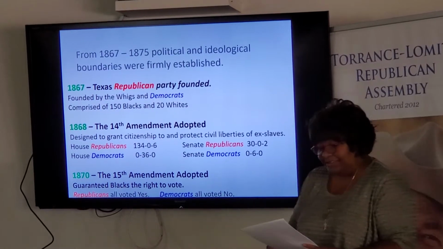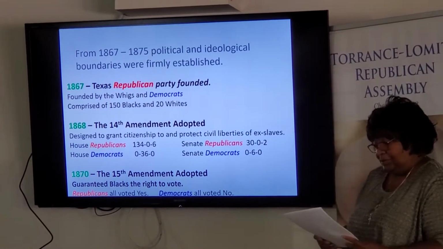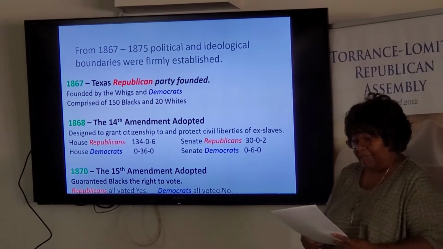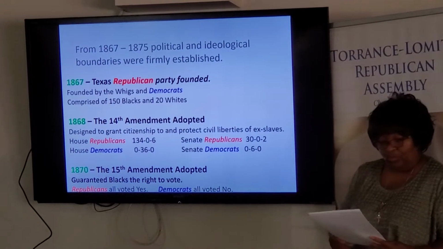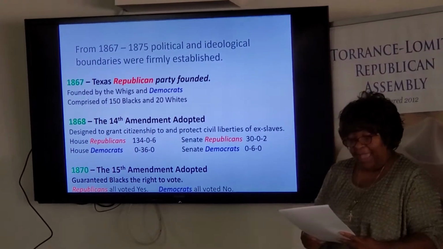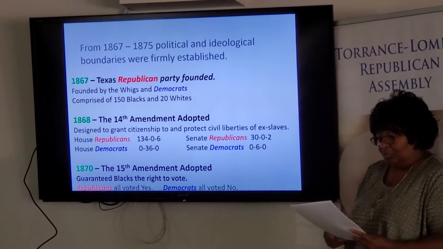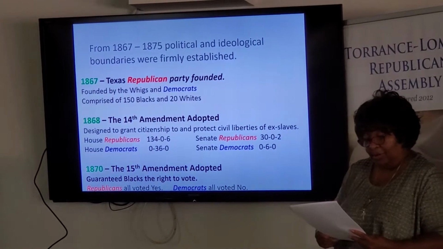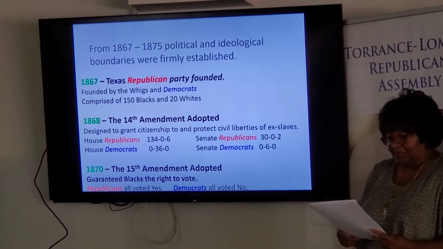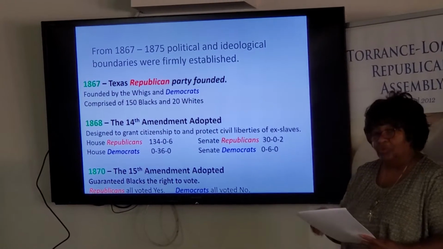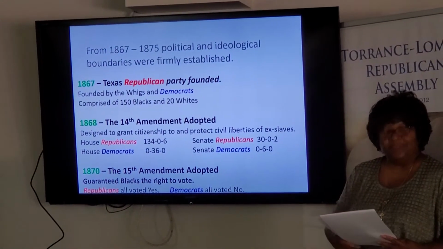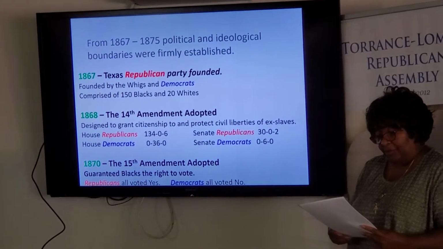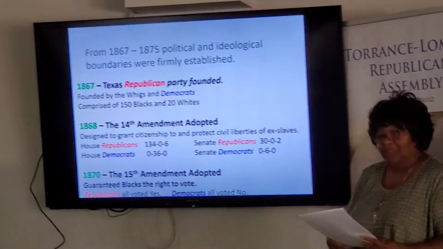Now, moving on, in 1867 the Texas Republican Party was founded by Whigs and Democrats and comprised of 150 blacks and 20 whites. The 14th Amendment was passed in 1868 and was designed to grant citizenship and to protect the civil liberties of the ex-slaves. And you see there again, Republicans voted 134-0, Democrats 0-36. Okay, in the Senate, same thing. So you see, even throughout history, Republicans are the ones that were giving blacks their civil rights. The 15th Amendment, which guaranteed blacks the right to vote: Republicans all voted yes, the Democrats voted no.